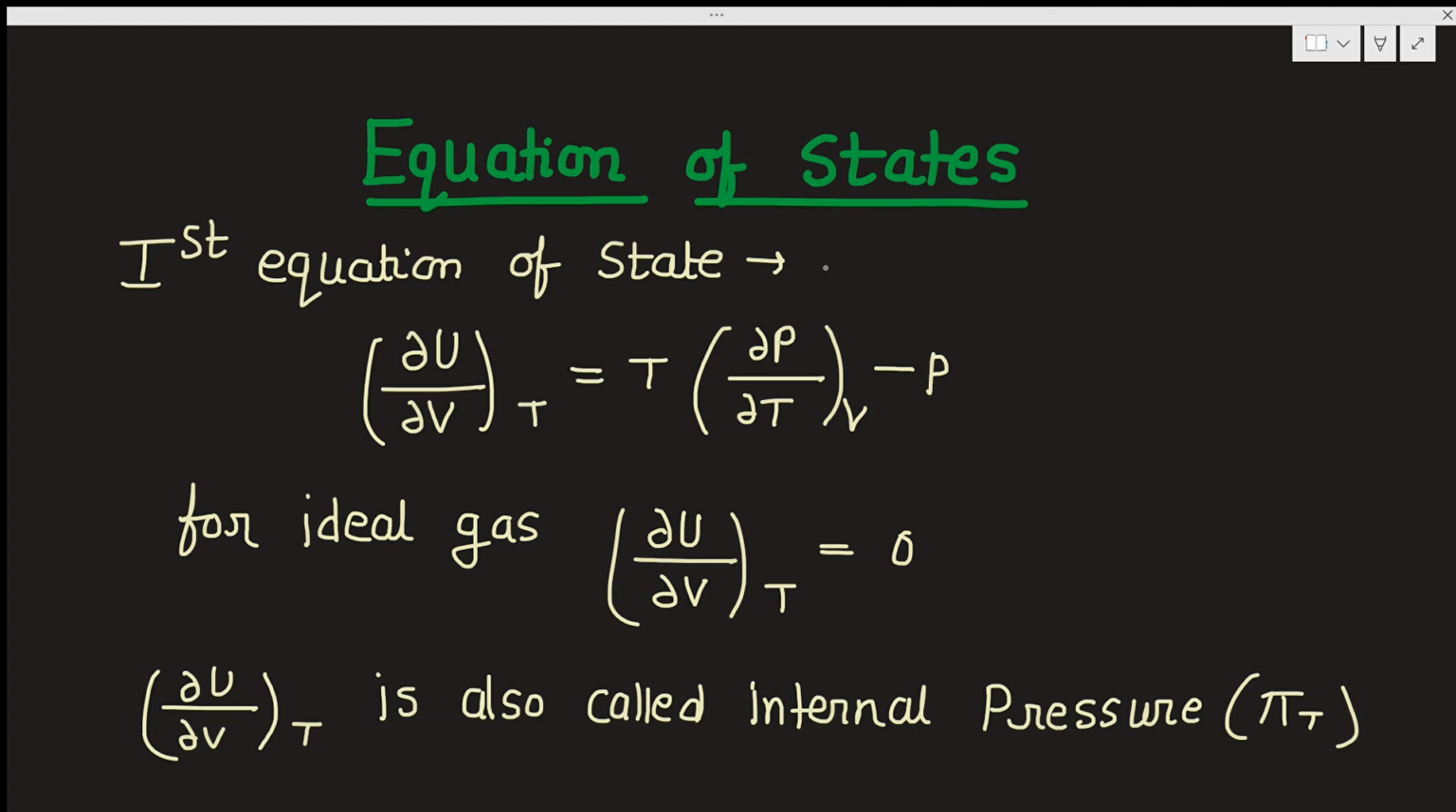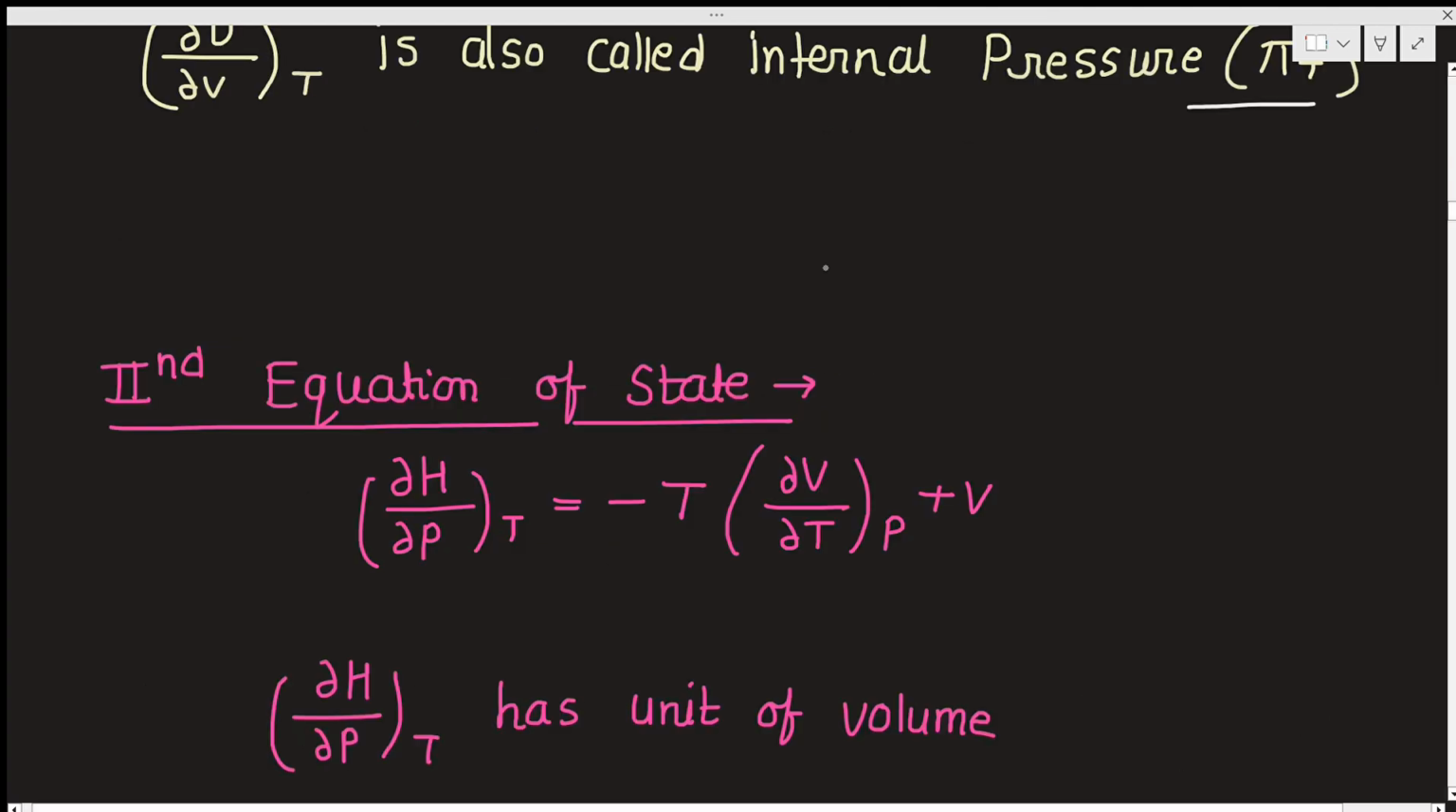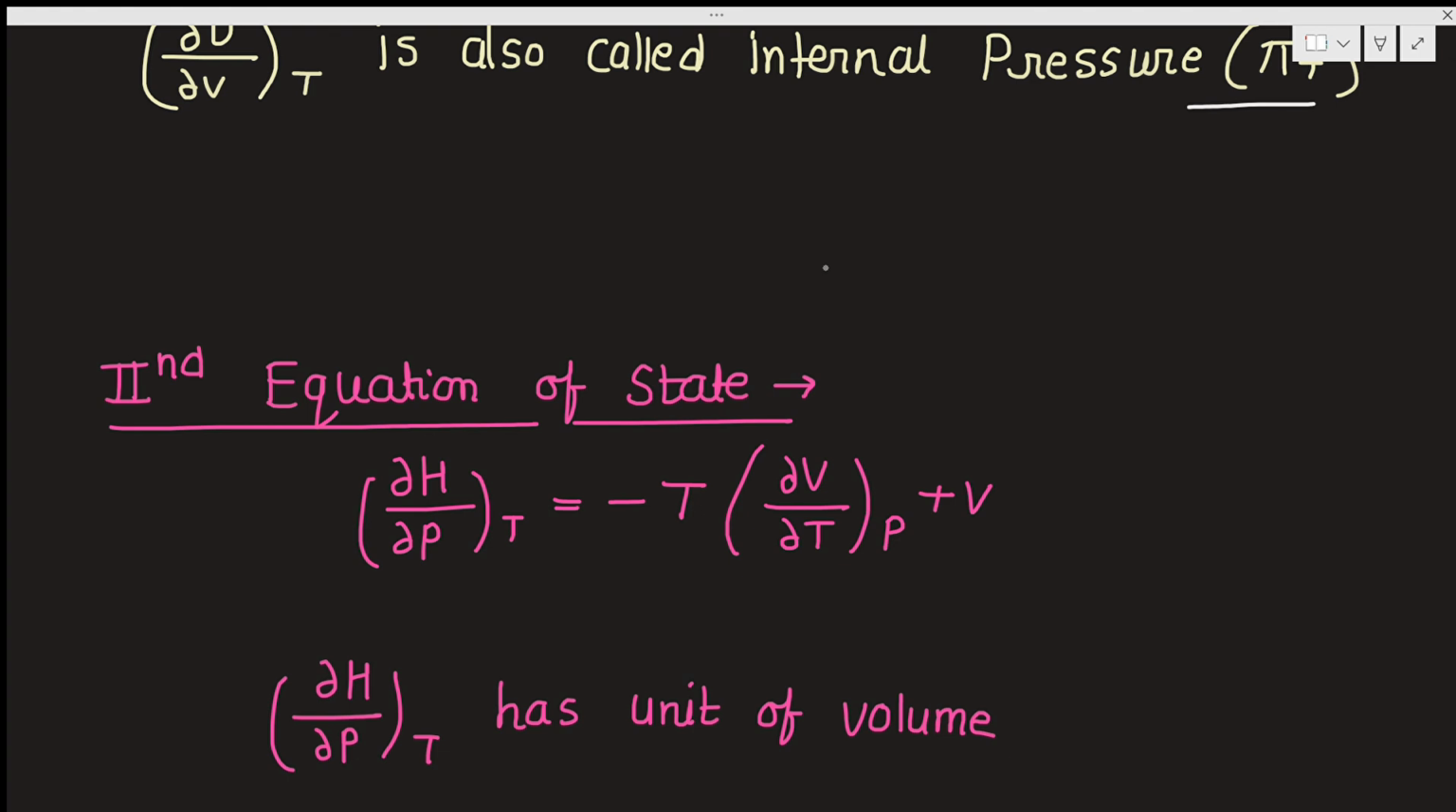One more thing, del U upon del V at constant T is also known as the internal pressure, and it is denoted by pi T. How to derive this equation you can see in our YouTube videos, and also on our app. Now see the second equation of state, that is del H upon del P at constant T is equal to minus T del V upon del T at constant P plus V. One thing you should remember, del H upon del P at constant T has units of volume. This question has directly been asked in the CSIR NET exam.